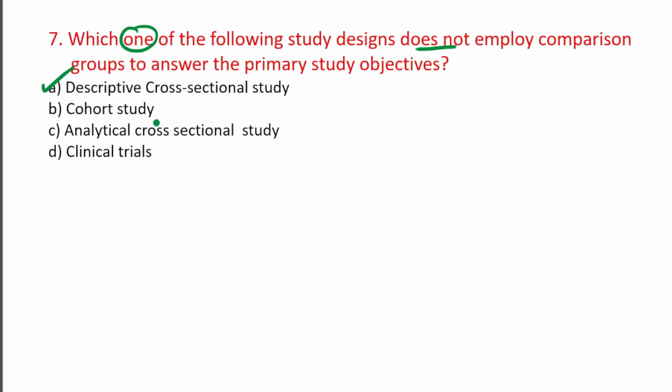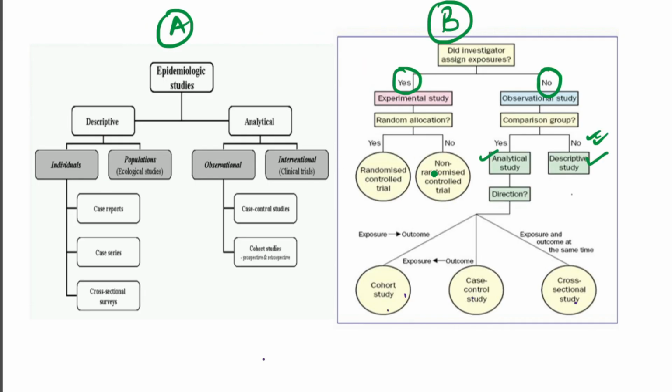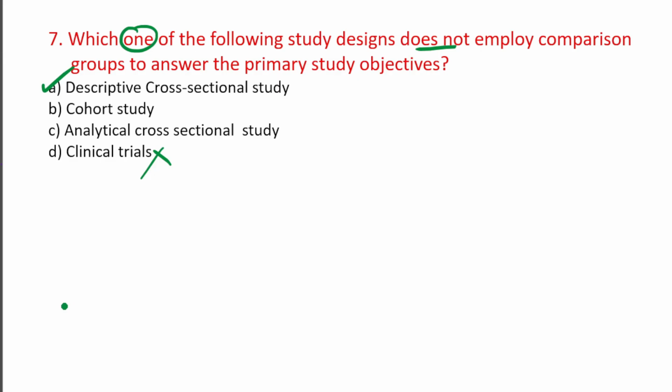The other options were cohort study, analytical type of cross-sectional study, and clinical trials. Now see over here. In the experimental type of study where they have assigned exposures, if you go further down, if there is any random allocation, then you will have the randomized control trial. If there is no random allocation, then there is non-randomized control trial. So whatever it is, the clinical trials come under the experimental type of study. Therefore the comparison group clause will not come here, so we have not taken the clinical trials as our answer.